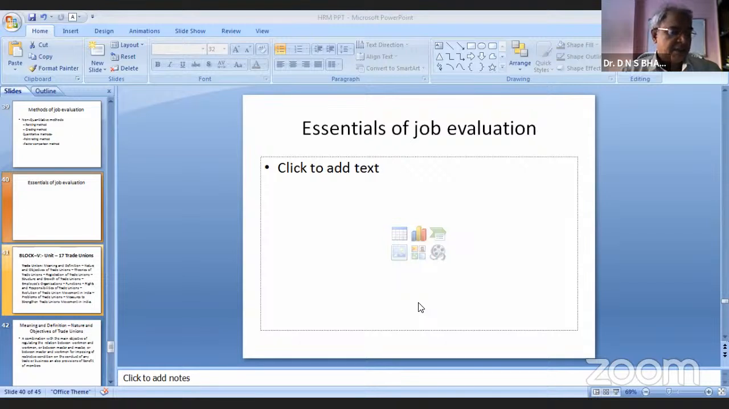So these are some of the essentials for the job evaluation program. And what are the advantages of job evaluation? What are the limitations of job evaluation? Already we have almost clearly identified them. So make preparation for those aspects also.